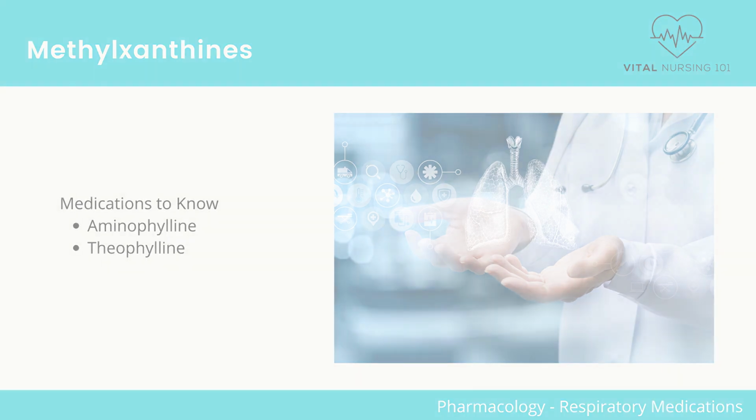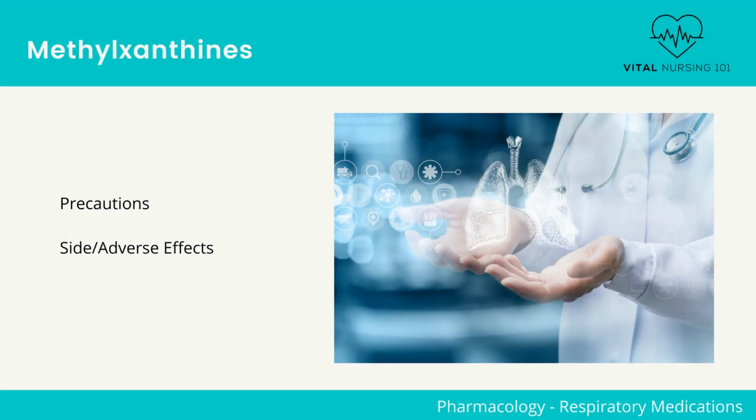Now, what are the precautions to know with this medication? Note that this class of medication is contraindicated with active peptic ulcer disease because methylxanthines are known to stimulate peptic acid secretion. Also use with caution for clients that have diabetes mellitus, hyperthyroidism, heart disease, hypertension, and angina. Never mix the parenteral form with other medications.